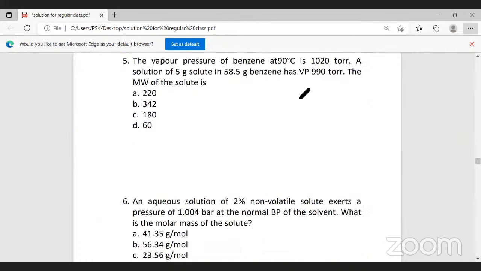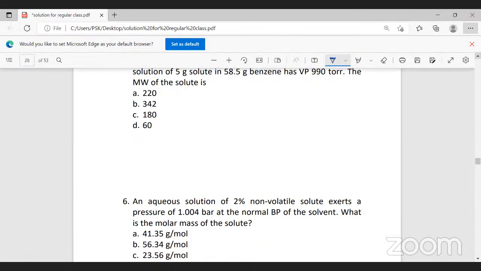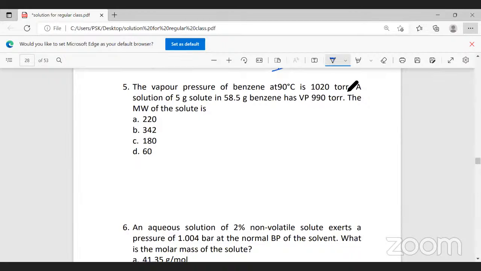The vapor pressure of benzene at 90 degrees Celsius is 1020 torr. Torr is also one more method of expressing the pressure. We learned millimeters of mercury, we learned bar, and there's a third way to express pressure, in terms of torr. A solution of 5 grams of solute in 58.5 grams of benzene has vapor pressure 990 torr. The molecular weight of the solute is?